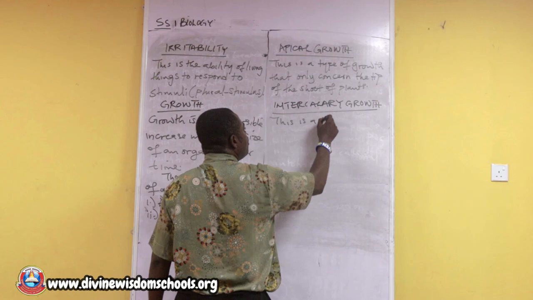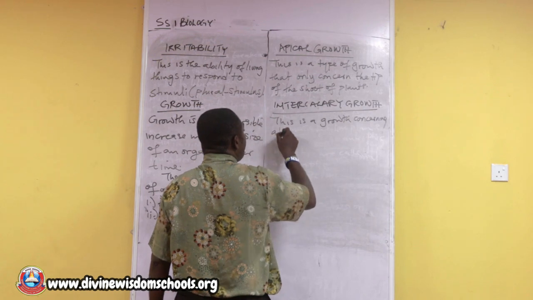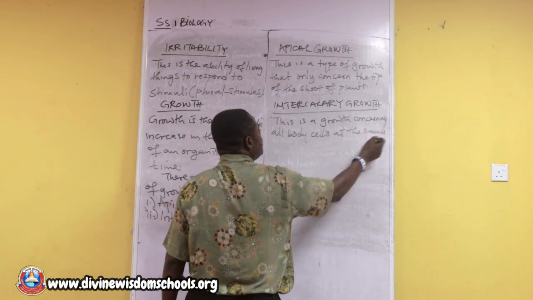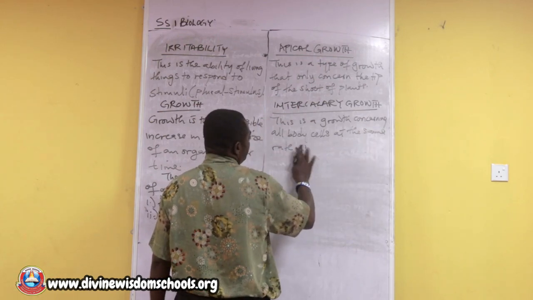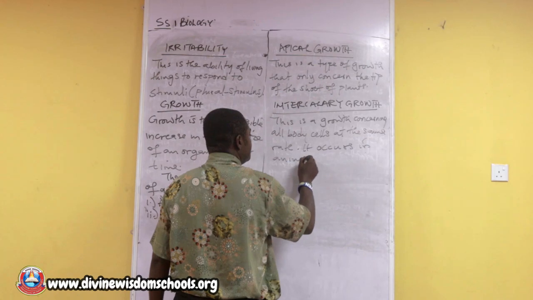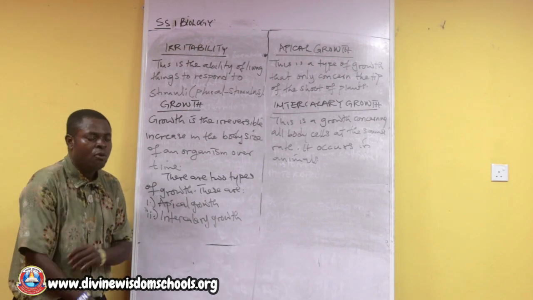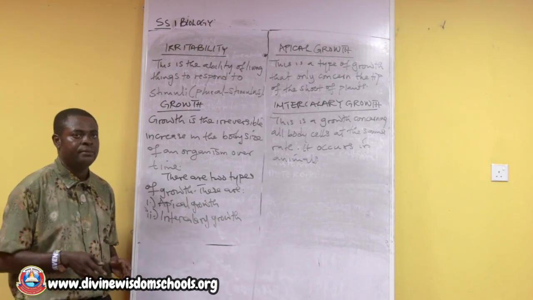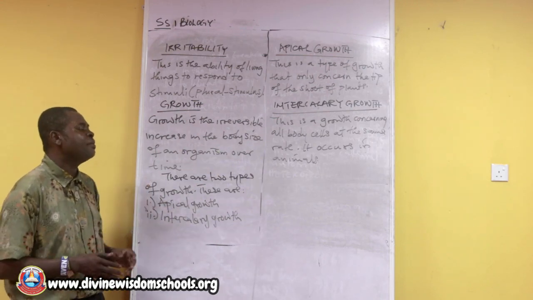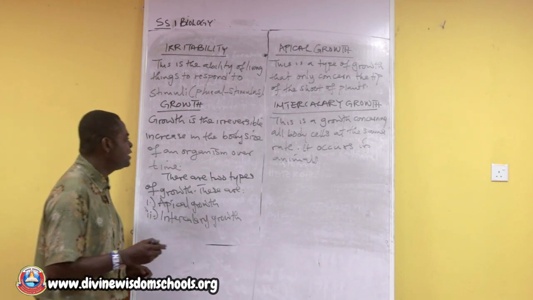This is a growth concerning all body cells at the same time, at the same rate. It occurs in animals. As I grow, my leg will grow, my hand will grow, my nose will grow, every part of my body will be growing together. It's not that one will grow and the other one will be waiting. So intercalary growth happens in animals, while apical growth happens in plants. So that is growth. Then the next one is excretion.